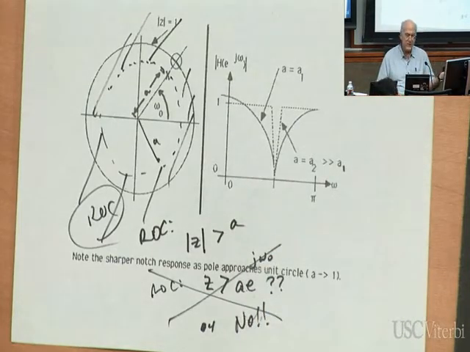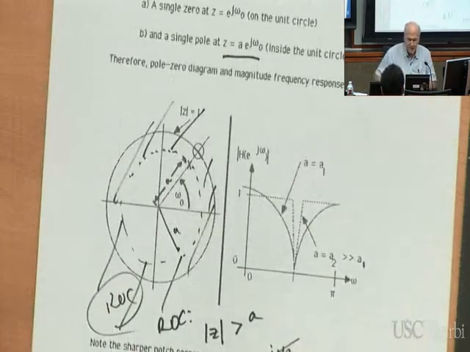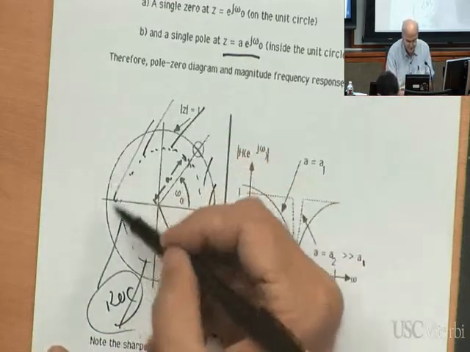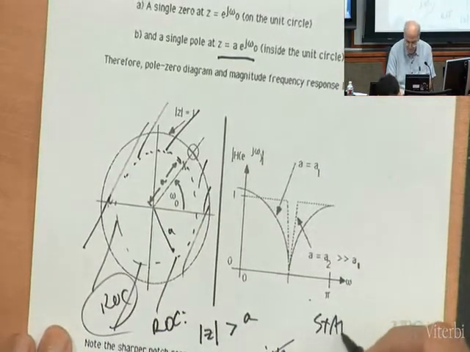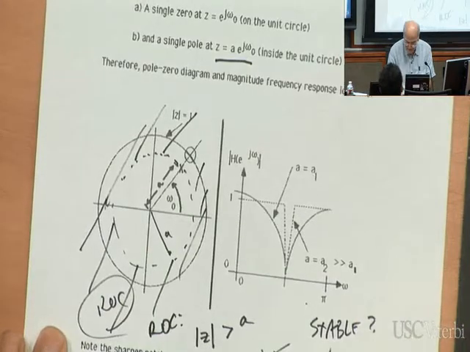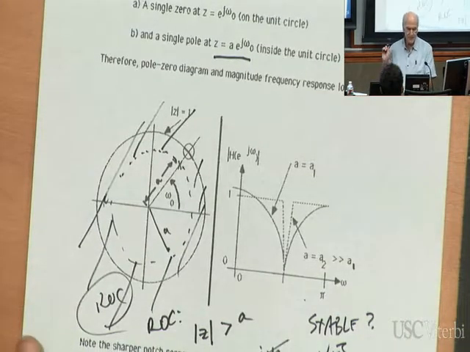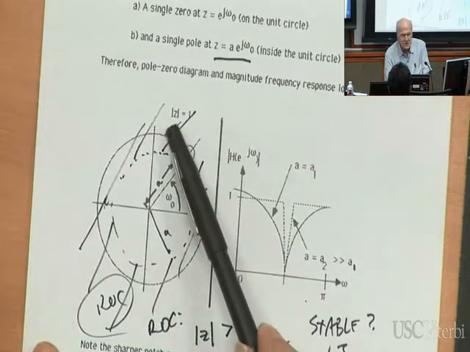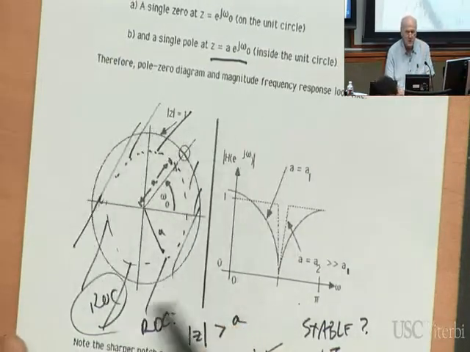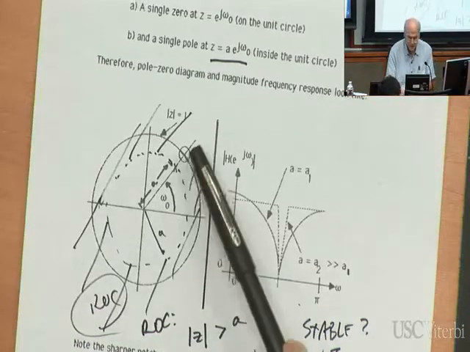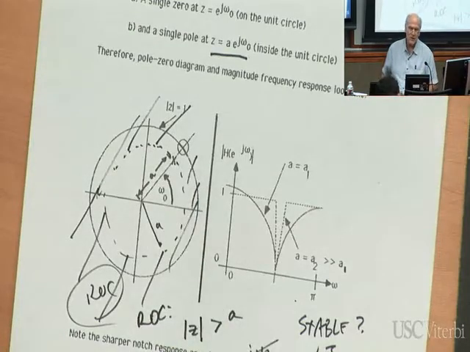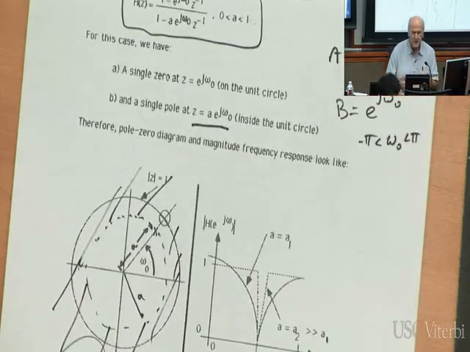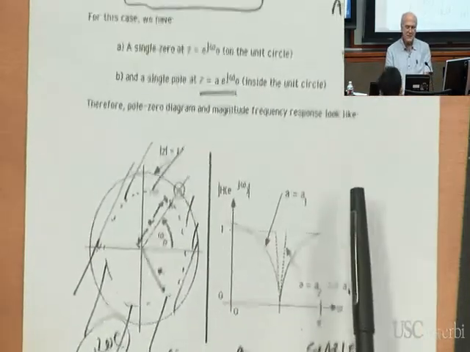So the next question you ask, just checking, is the filter stable? Well, yes it is. Stable? The answer is a big yes. And it's stable because the region of convergence includes the unit circle, that is, the unit circle lies within the region of convergence. The unit circle is also exterior to the circle with radius little a, because a is less than 1.